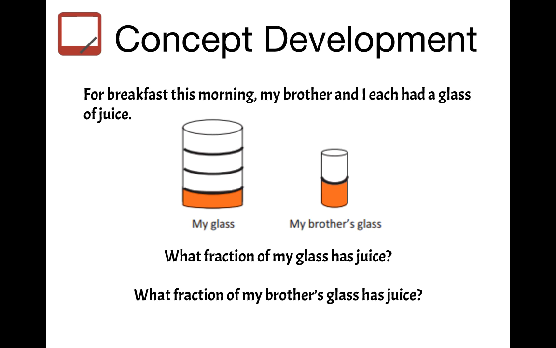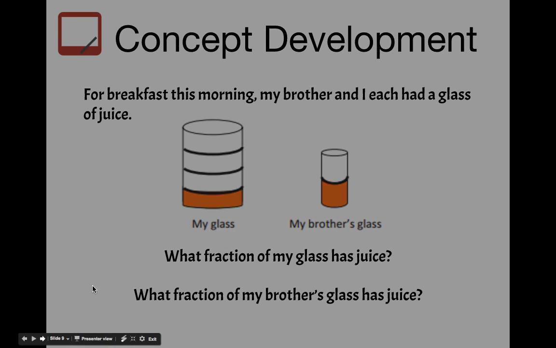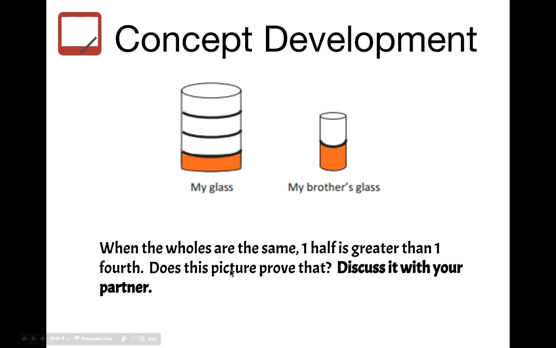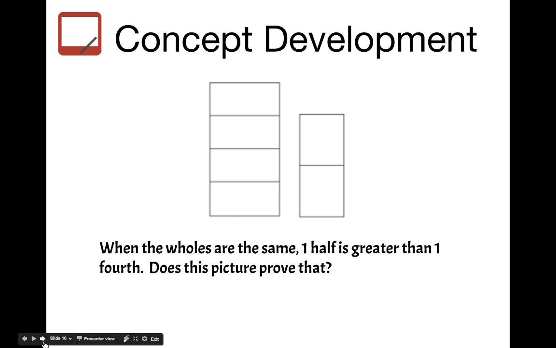1/2 is always larger than 1/4. It looks like you might have drunk more, but the wholes aren't the same. The glasses are different sizes, like the can and the liter of soda. We can't really compare them. So what I'm hearing is we have to compare the size of the whole when we compare the size of the fraction. When the wholes are the same, 1/2 is greater than 1/4. But this picture doesn't really prove that because the wholes are not the same. Does this picture prove that? No, not really.